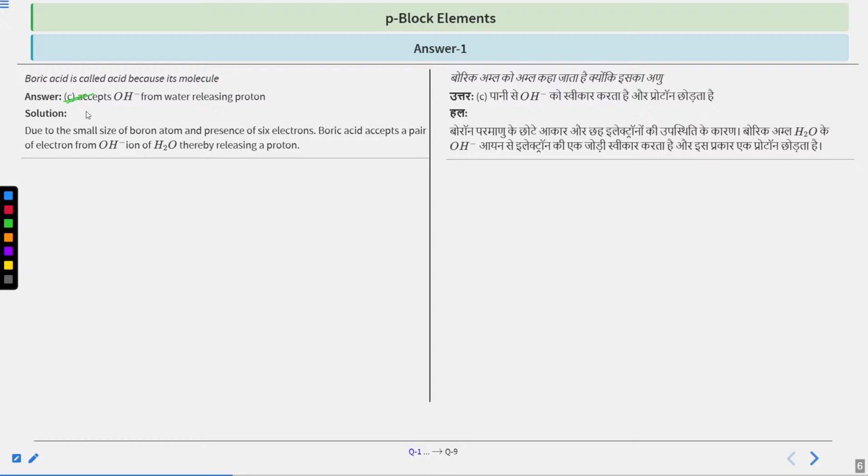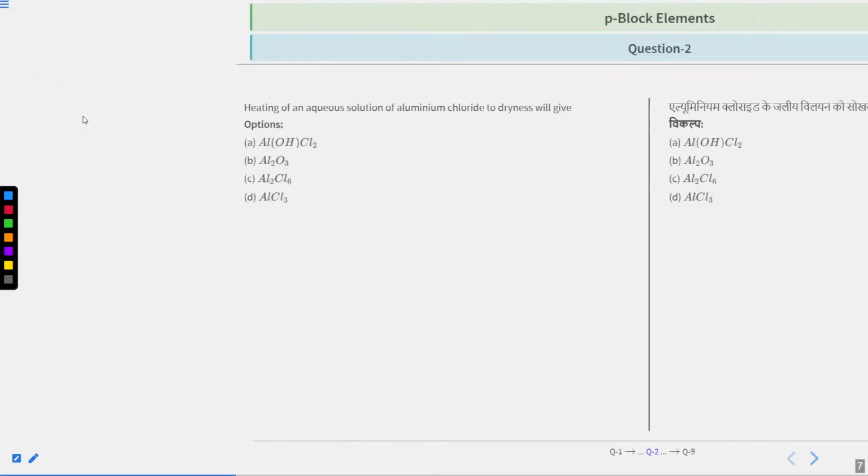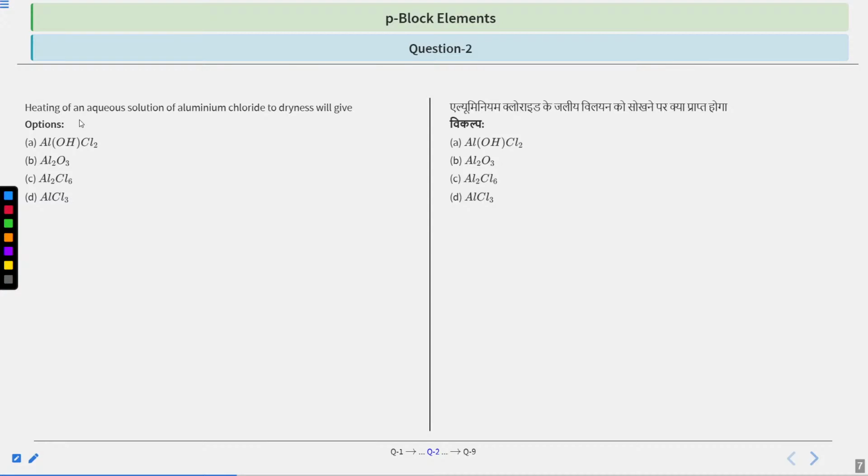Now moving on to the next question. Question number 2. Heating of an aqueous solution of aluminium chloride to dryness will give: A, Al(OH)Cl2; B, Al2O3; C, Al2Cl6; D, AlCl3. You have 30 seconds to solve this question. Your time starts now.